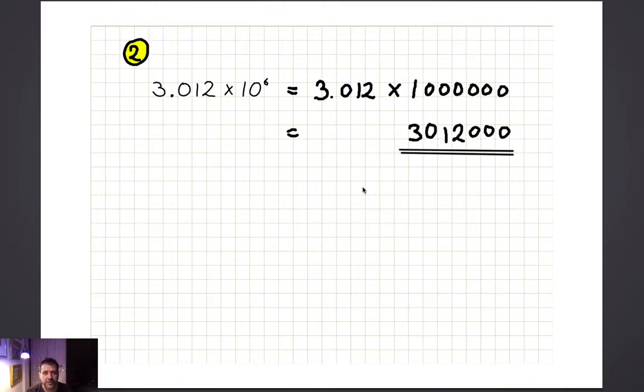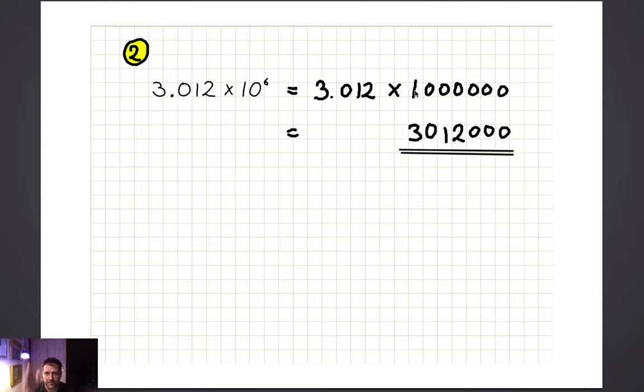Second question, 3.012 times 10 to the power of 6. So I've written that out long ways as 3.012 times a 1 with 6 zeros, in other words a million. And then underneath that I've multiplied it out. So I can see that a million times about 3 should give us this number here, that's about 3 million.